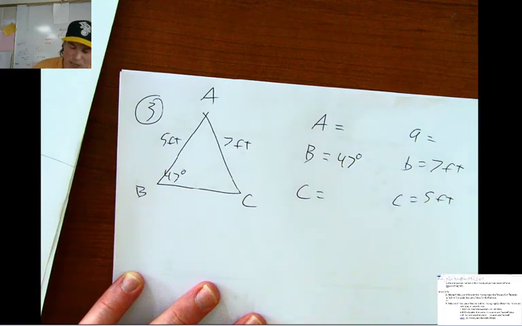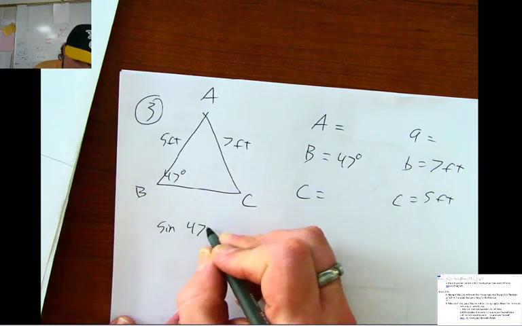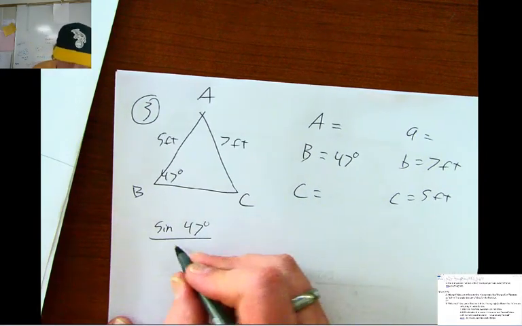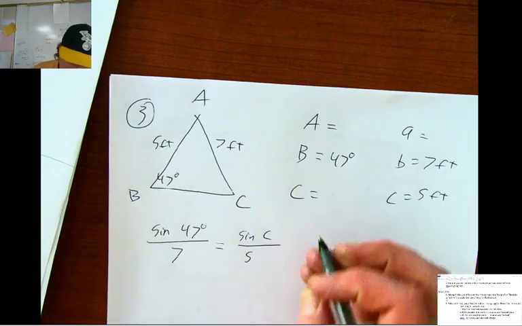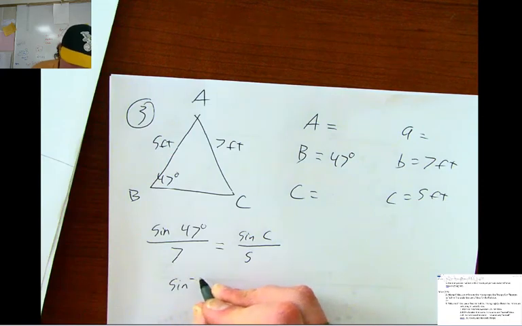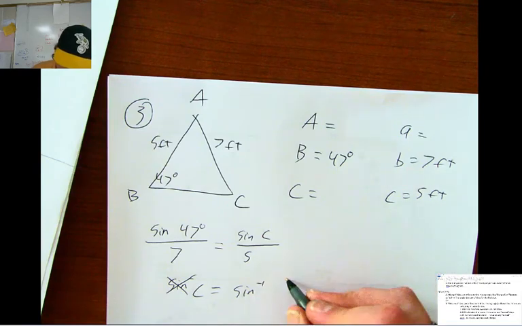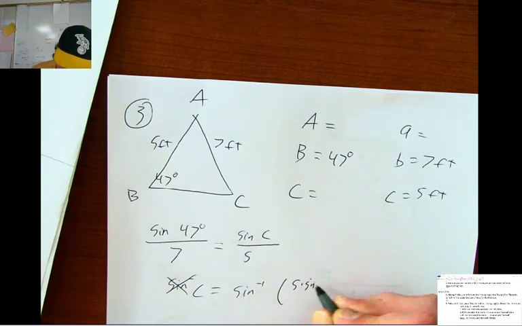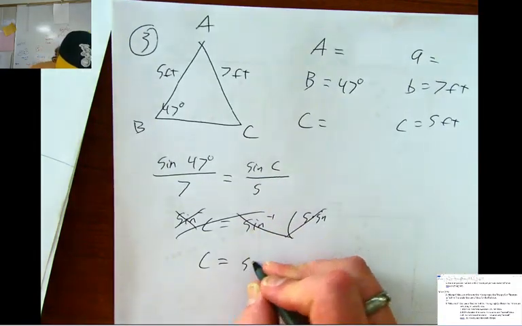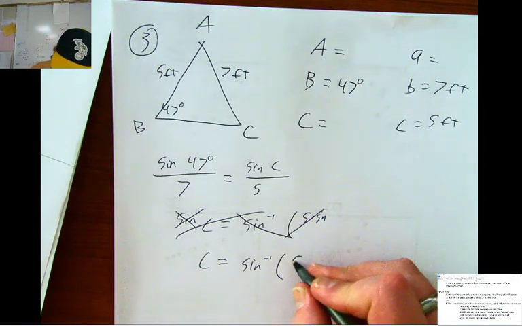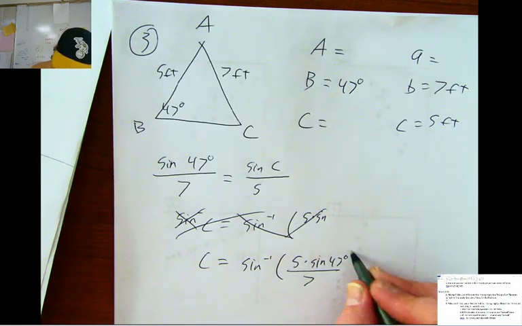So based off this setup, I need to go find angle C first. So sine 47 degrees over 7 is equal to sine of C over 5. And let's just jump straight to the end. At the end of the day, C is equal to sine inverse of 5 times sine 47 degrees all over 7.